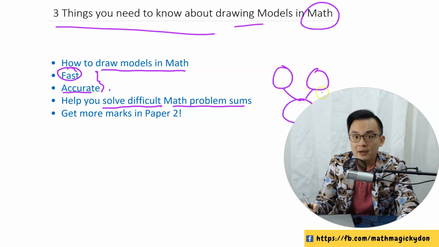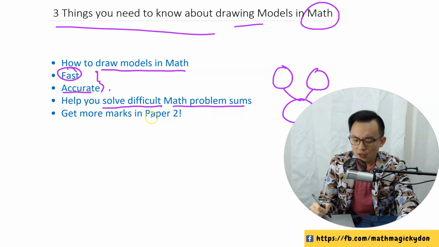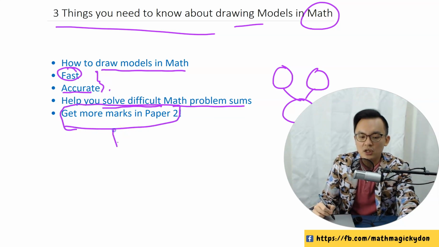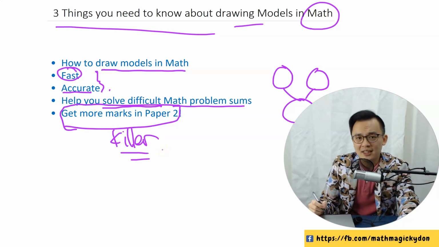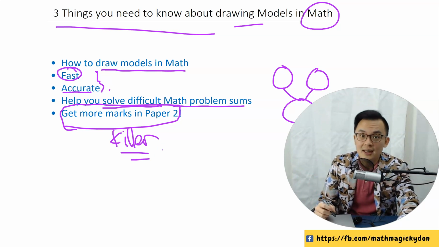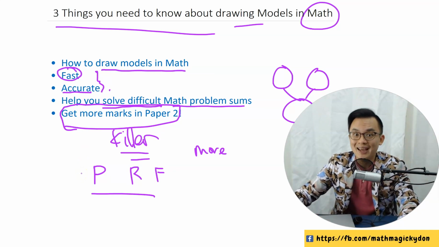Not sure whether you can remember your number bonds. If you can do number bonds, you can solve difficult math problems. The whole point of drawing better models is to get more marks in paper 2. Paper 2 is actually known as the killer paper, because you have a lot of weird, non-routine questions that make you use a lot of funny techniques. So let's just go into it and see how we can draw better models.